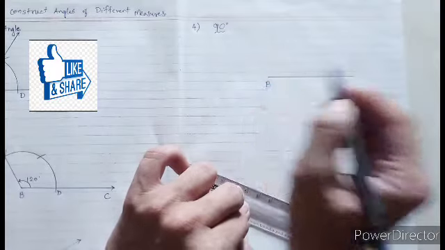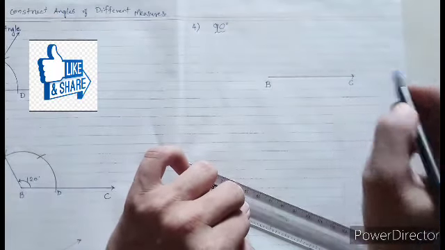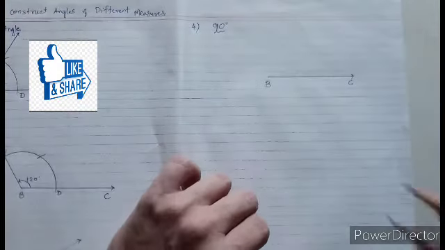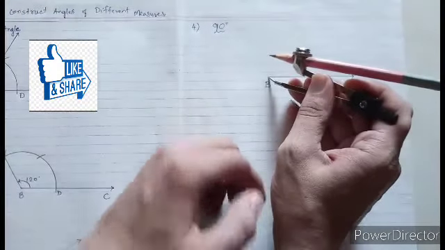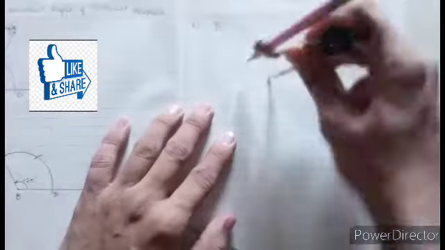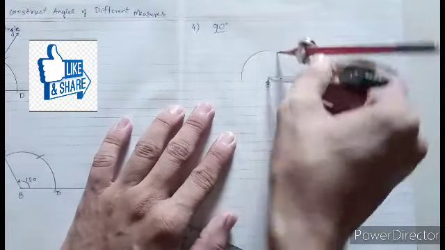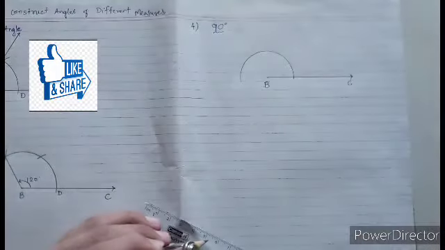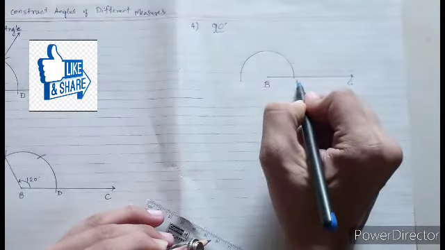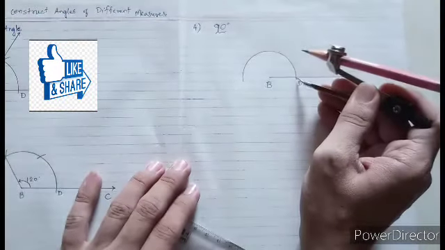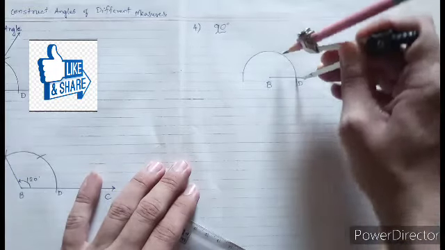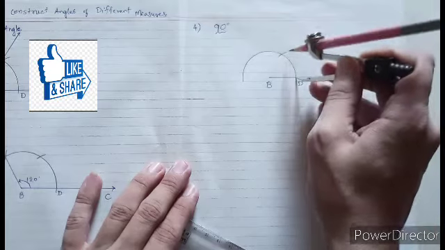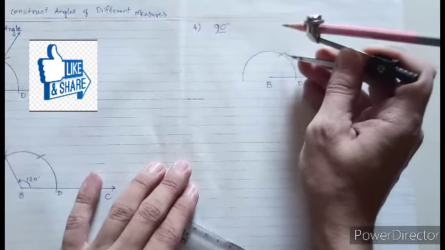Suppose we call it ray BC. Now to make a 90 degree angle, first of all, taking B as center and any arbitrary radius, we will make a semicircle like this. The intersecting point we call point D. Now on this arc, taking D as center and the same radius which we had taken earlier, make another arc. This is for 60 degree.